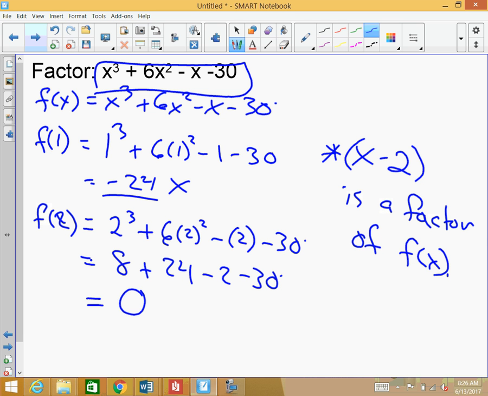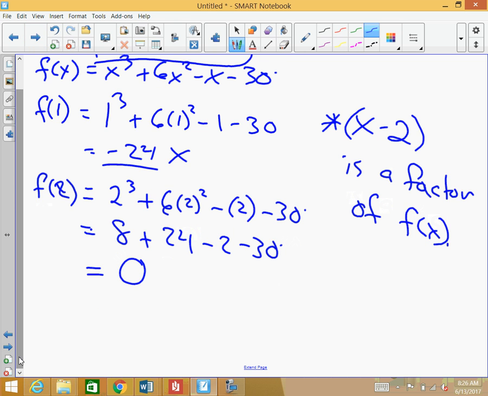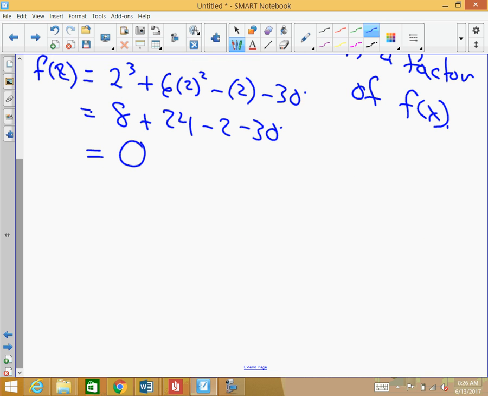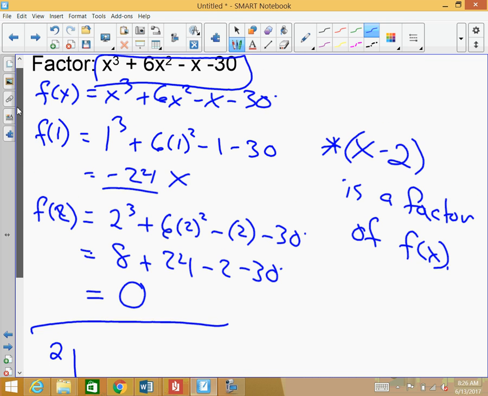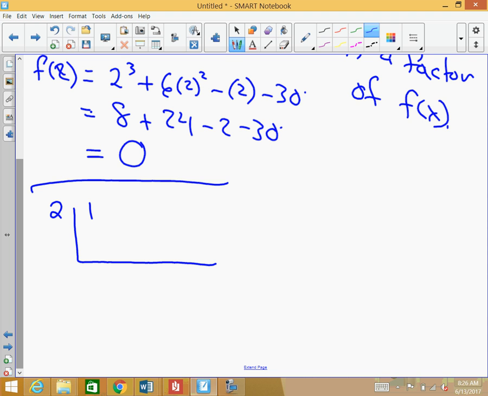So it's telling me right away I have one factor for this particular function. That's good. Once I have one factor, now I can divide. And for this one, I think I'll do synthetic division again. So we have 2, because I figured it out. And I'm going to go back up here. So 1, 6, minus 1, and then minus 30.